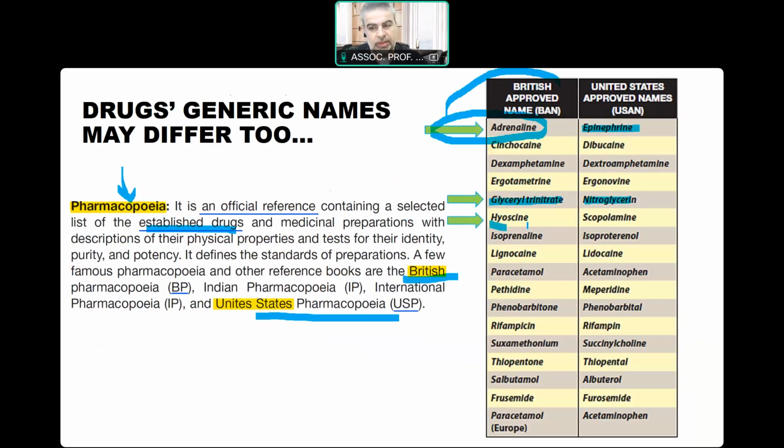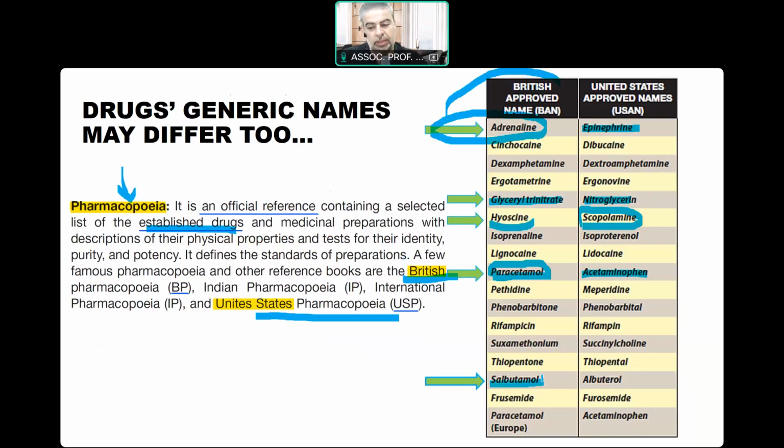For hyoscine, we use hyoscine instead of scopolamine. Scopolamine can be found in many American textbooks of pharmacology and medicine in general. Paracetamol is used here, while the generic name for paracetamol in the United States is acetaminophen. So don't get confused. It is the same medication, but two different generic names based on the pharmacopoeia that it follows.